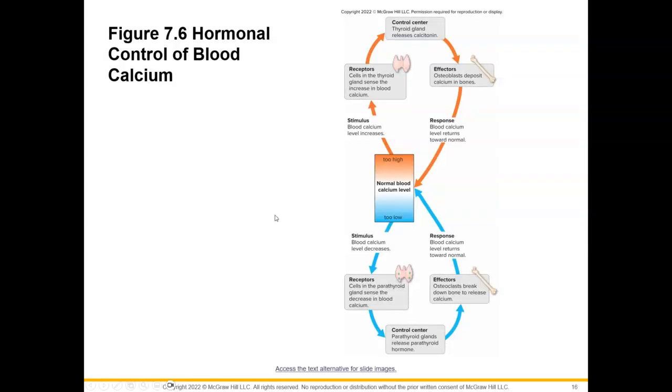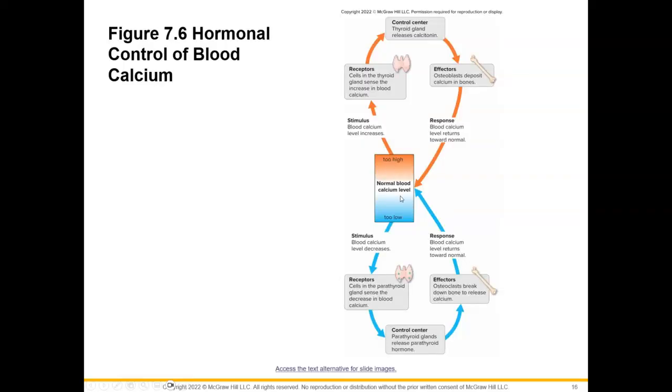This control is a negative feedback mechanism. When normal blood calcium levels are too low, the blood level of calcium decreases. You have receptors in the parathyroid gland that sense this decrease. Then the parathyroid gland releases parathyroid hormone. It causes special cells in your bones called osteoclasts to break down bone and release calcium, so that's a natural process. Then the blood calcium levels return to normal.